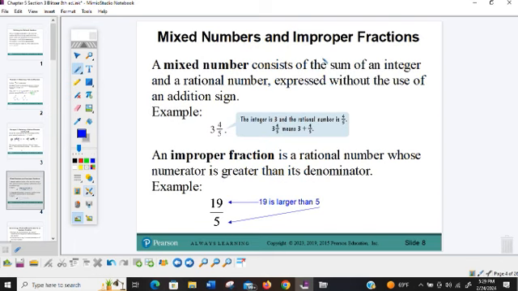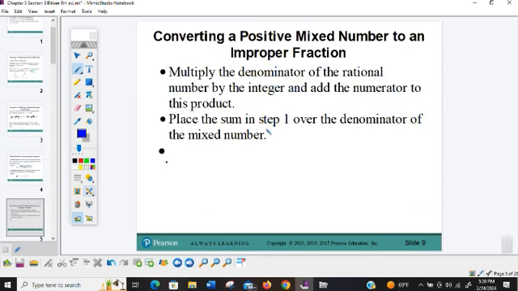We can also write these numbers as mixed numbers and improper fractions. This is considered a mixed number where you have an integer and the fraction. Improper is where the number on top is bigger than the denominator. So let's convert some from mixed numbers to improper. So what you're going to do is multiply the integer by the denominator, and then you're going to add the numerator.